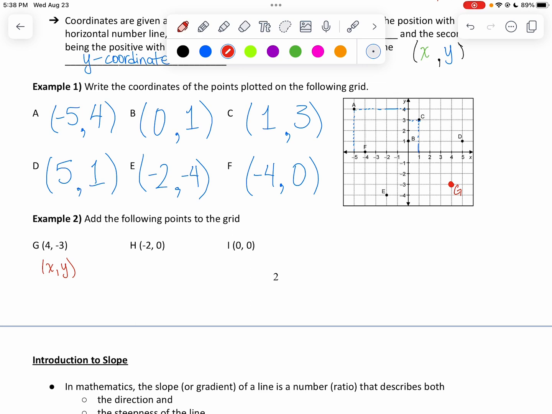For H, this time we're traveling to the left of the origin to -2 on the x-axis, and then we're not going up or down any since our y value is 0. So that means our point H will be sitting right on the x-axis at a value of -2. I is right at the origin, meaning if we're at 0, 0, then we're in the dead center of the graph, and we label that with its letter I.